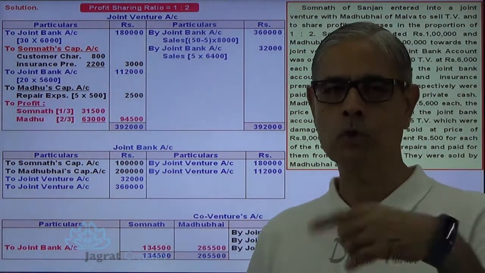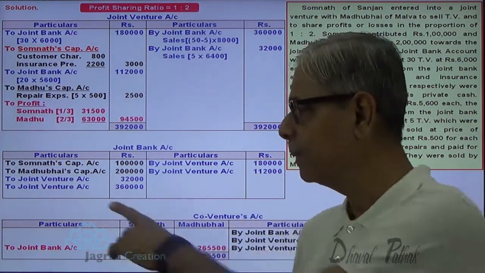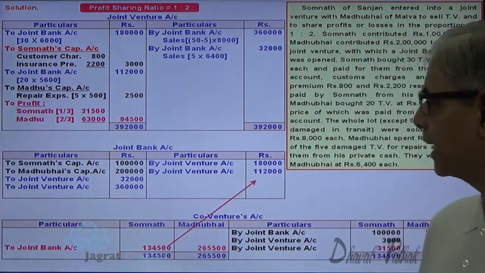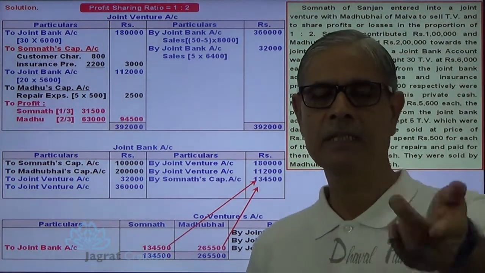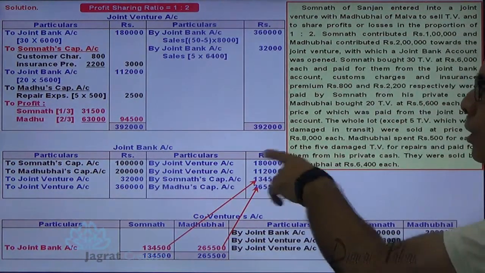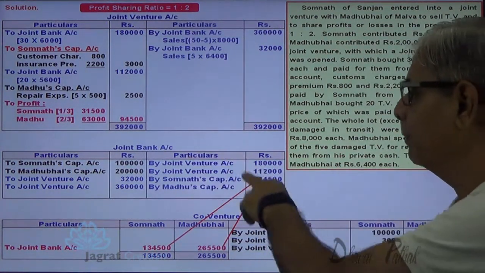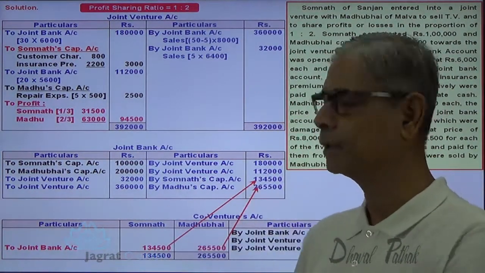The amount is paid to Somnath. Somnath is the receiver, debit the receiver, Somnath account debit. Payment is made out of joint bank account. So joint bank account is to be credited for that. Similarly, payment made to Madhubhai. Madhubhai is the receiver, debit the receiver, Madhubhai account debit to joint bank account credit. This is how the payment has to be made from joint bank.